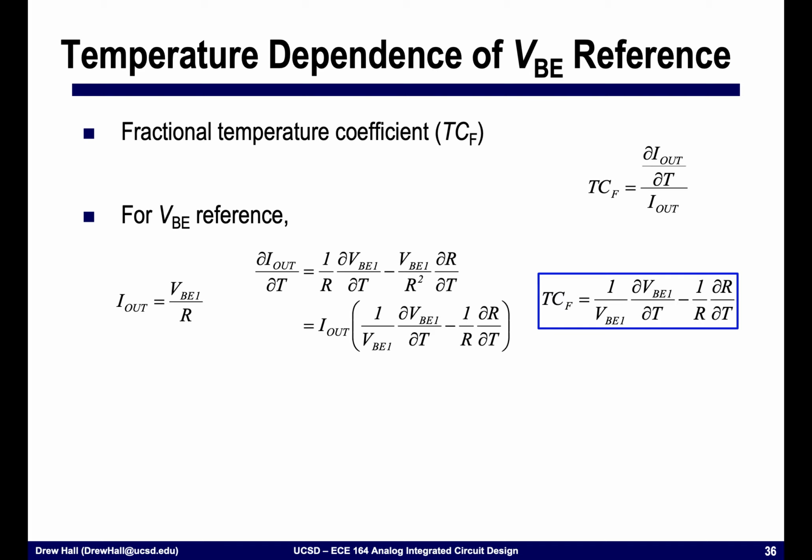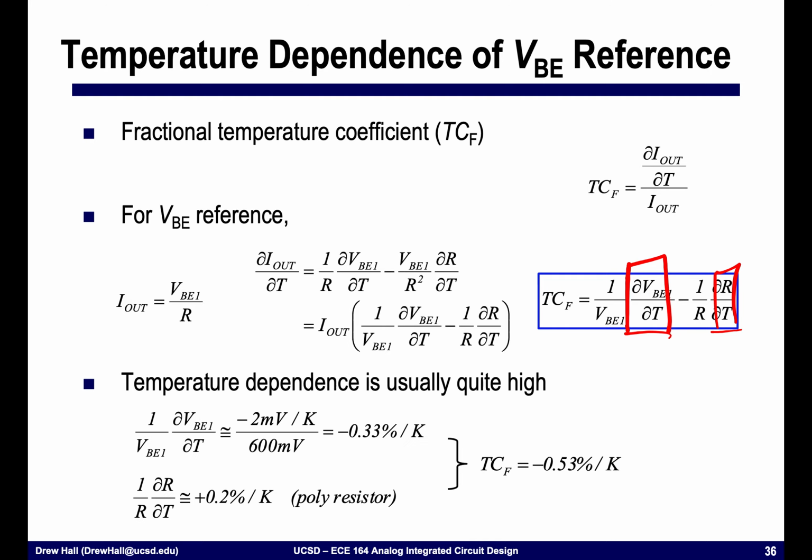If I put these together and simplify this a little bit, I will get that the fractional temperature coefficient on the previous slide is equal to 1 over VBE times delta VBE divided by delta temperature, minus 1 over R times delta R over delta T.